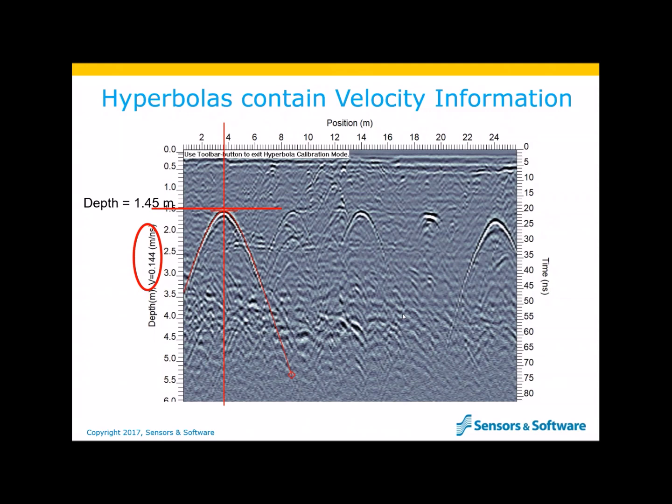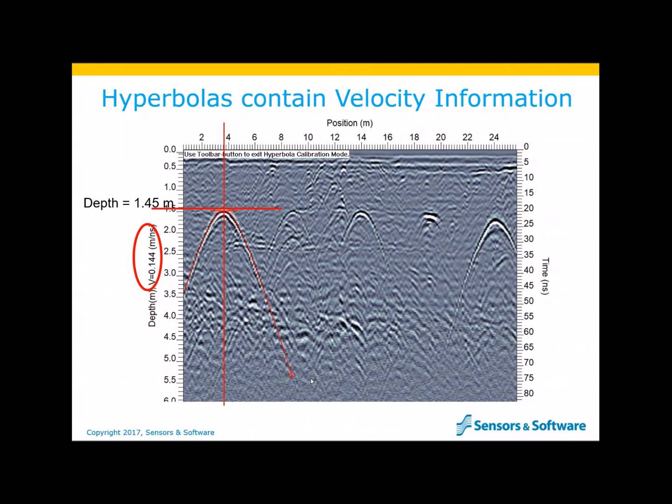Now, I want you to notice that when the velocity was changed, the GPR image did not change. Only the depth scale on the left side changed. It's important for me to say here that all this stuff about velocity and hyperbolic calibration does not matter if you do not need to know the depth of the object.